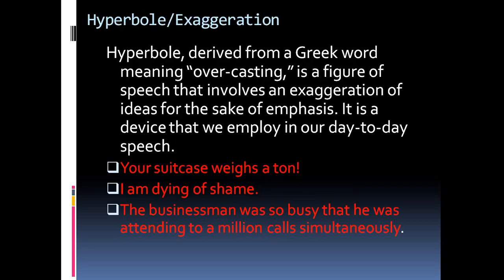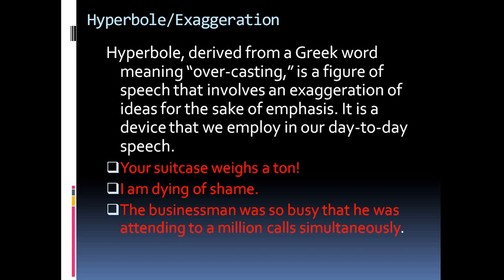So let's move on to our last for today's poetic device video, hyperbole or exaggeration. Hyperbole, a very commonly used word. Hyperbole means when you derive something with a sense of exaggeration. That's why the word has come, exaggeration. We often call hyperbole as exaggeration. So the definition is, hyperbole derived from a Greek word meaning overcasting.